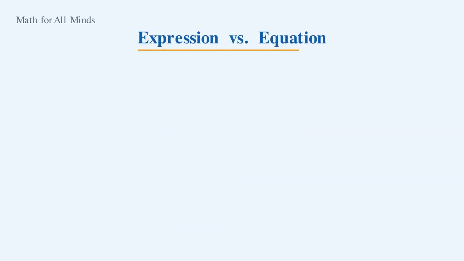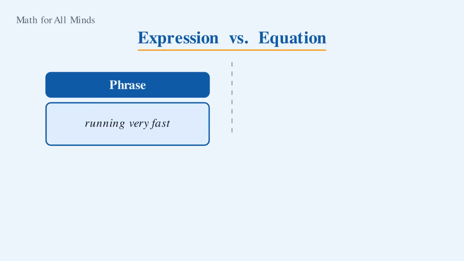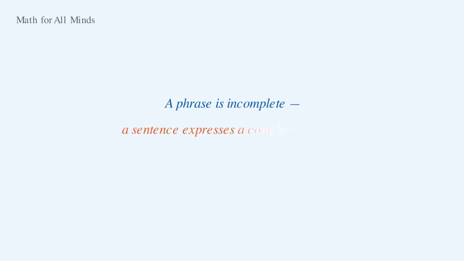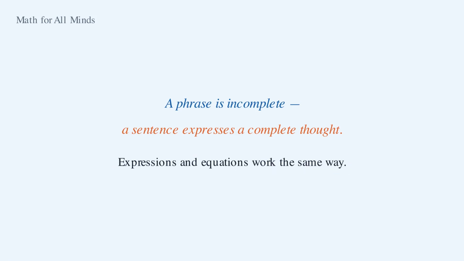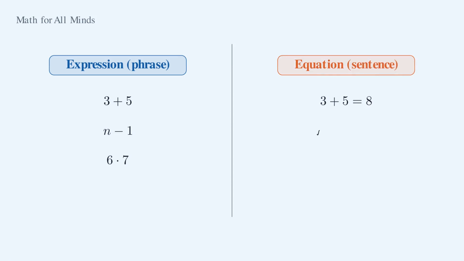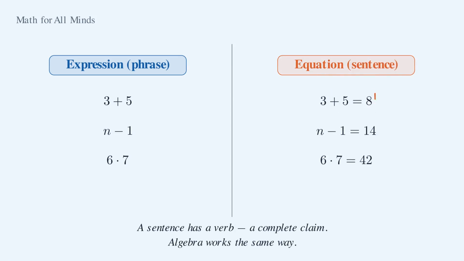Now for one of the most important distinctions in all of algebra, the difference between an expression and an equation. Think of it like the difference between a phrase and a sentence in English. A phrase expresses a thought but doesn't make a complete statement. It's missing a verb. A sentence has a verb, so it makes a complete claim. Algebra works the same way.